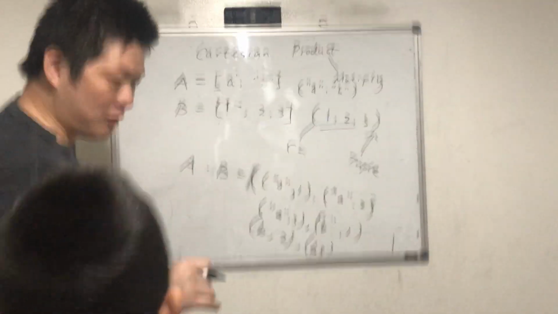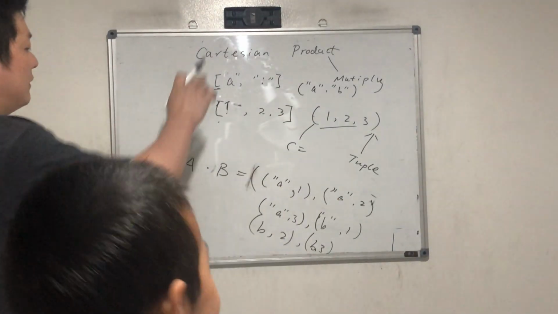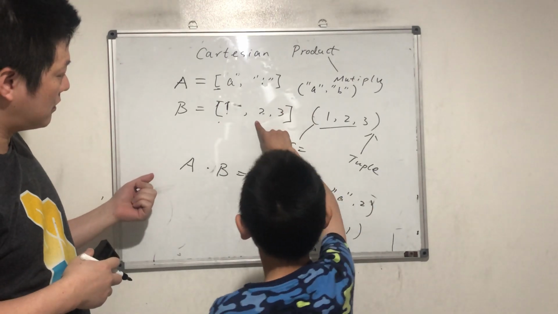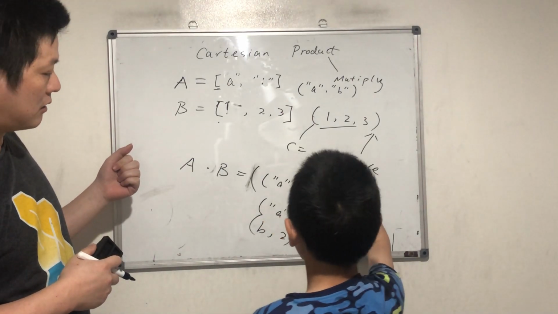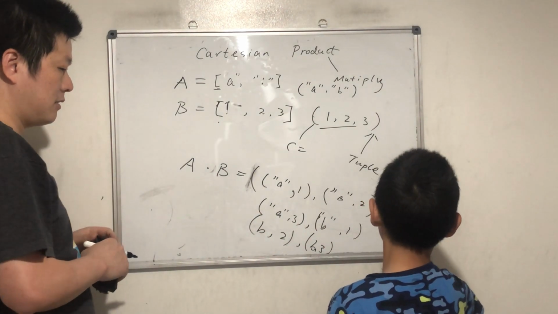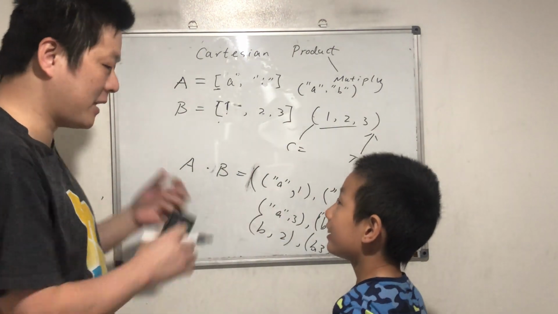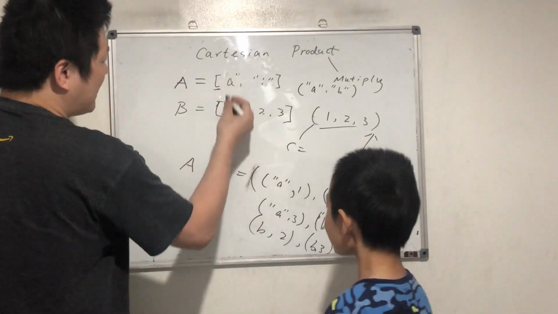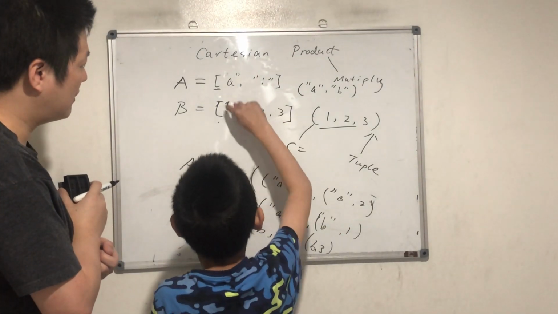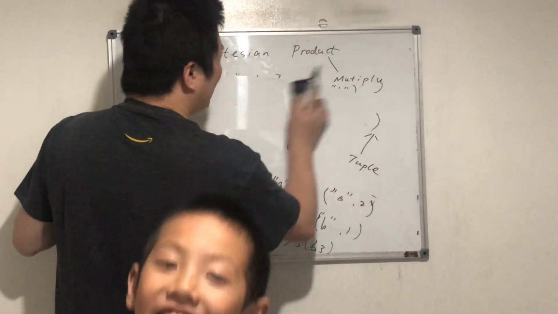Not yet. You're not understanding, you're just guessing. So what's this? Does it make sense? So this is a tuple and this is a list. A tuple is immutable, and a list is mutable. That's the difference. And when you multiply these two, the Cartesian product, you do A1, A2, A3, then B1, B2, B3. Exactly.